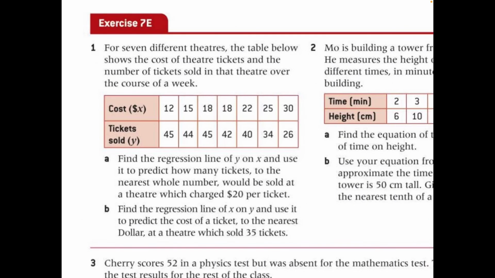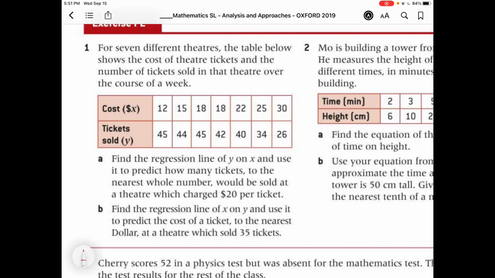So maybe we'll just talk through and think through this first one. For 7 different theaters, the table below shows the cost of theater tickets and the number of tickets sold in that theater over the course of a week. So cost is x, tickets are y here. That kind of makes sense. Find the regression line of y on x. That means normal.